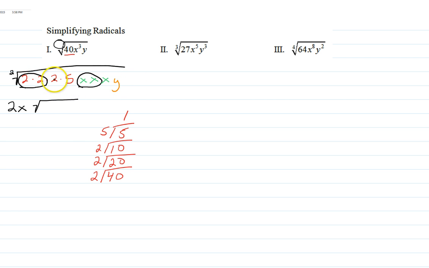So that means the inside, now we can multiply these. 2 times 5 is 10. And there's only one x and there's only one y. And so that would be my answer here. We're going to do the same thing over here with the 27.